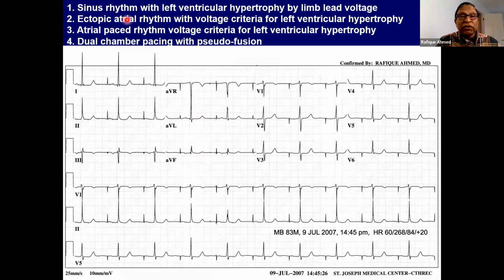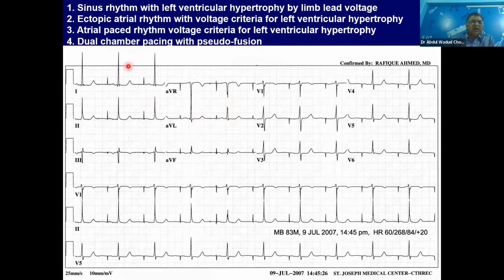I said sinus rhythm with left ventricular hypertrophy by voltage criteria because lead 1 has a tall R wave. But it is not sinus because there is a pacing spike for each P wave. So it's not an ectopic atrial rhythm. So it is atrial paced rhythm with voltage criteria for left ventricular hypertrophy. Or now, if it is left ventricular hypertrophy with voltage, look at lead AVL. My first complex has a tall R, but the second one does not have one.